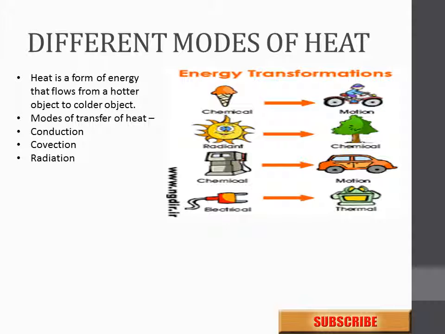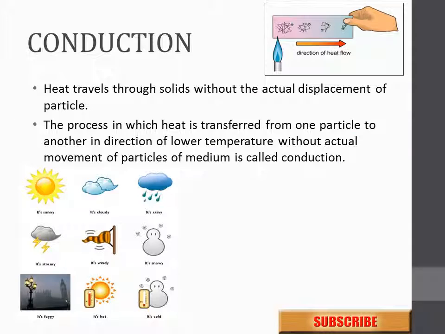Heat is a form of energy that flows from a hotter object to a colder object. And in this way, heat transfer takes place from one object to another object. Now, there are different modes of transfer of heat like conduction, convection, and radiation. So, let's look into detail about it.